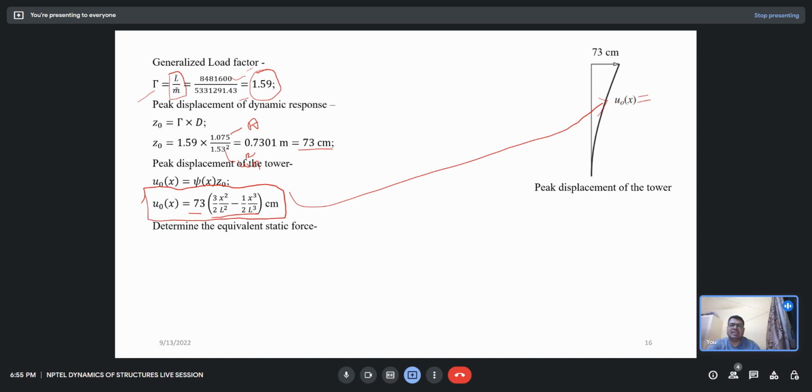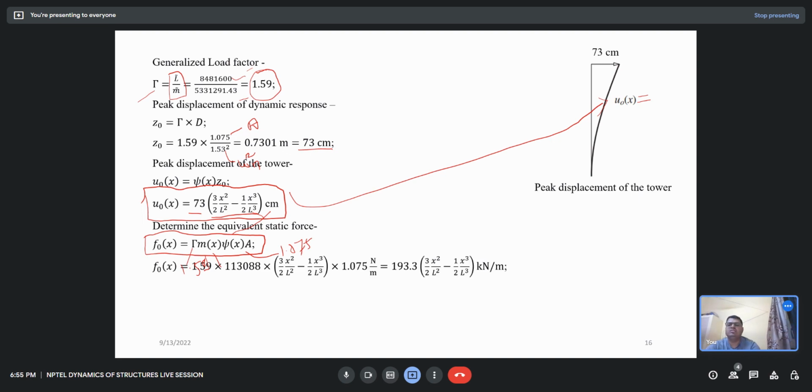Now determine the equivalent static force. For determining the shear and the bending moment, we need to first calculate the equivalent static shear force. For the equivalent static shear force, the formula we discussed in the lumped mass is the same: F naught x equal to gamma mx psi x a. Gamma is 1.59, mass is given to you, shape function is this one, and the acceleration is 1.075. So put this value in this.